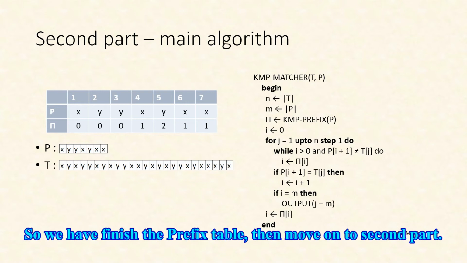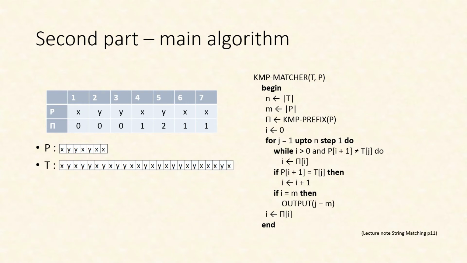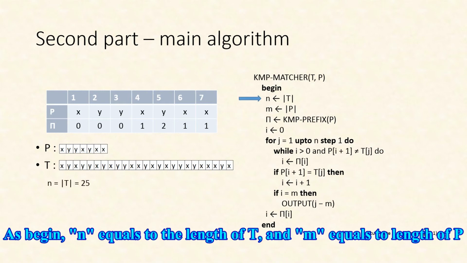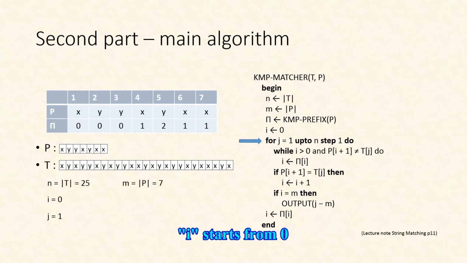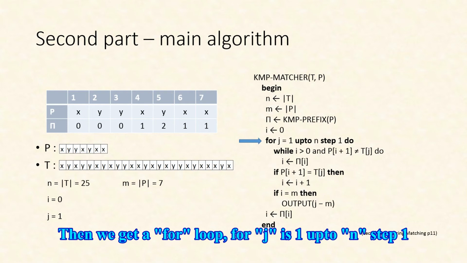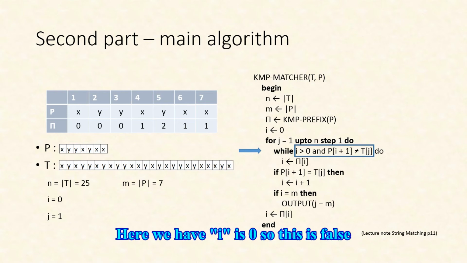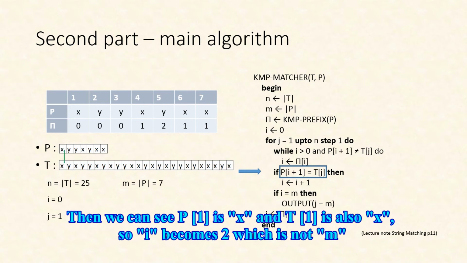So we have finished the prefix table. Then we need to move on to the second part, the matching. At the beginning, n equals the length of T, and m equals the length of P. i starts from 0. Then we have a for loop, for j from 1 up to n, step 1. Here i is 0. Then we can see p1 is x, and t1 is also x. So i becomes 1, which is not m.